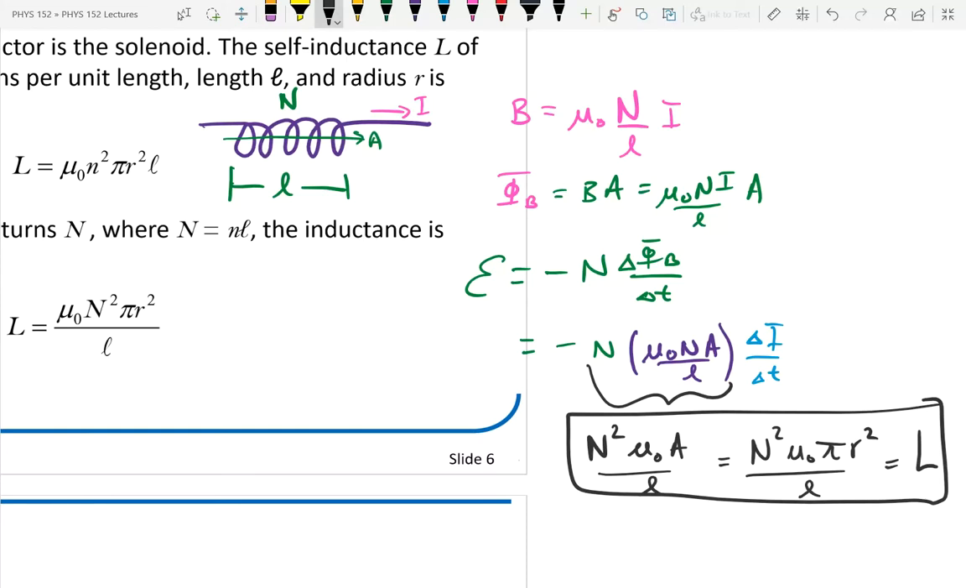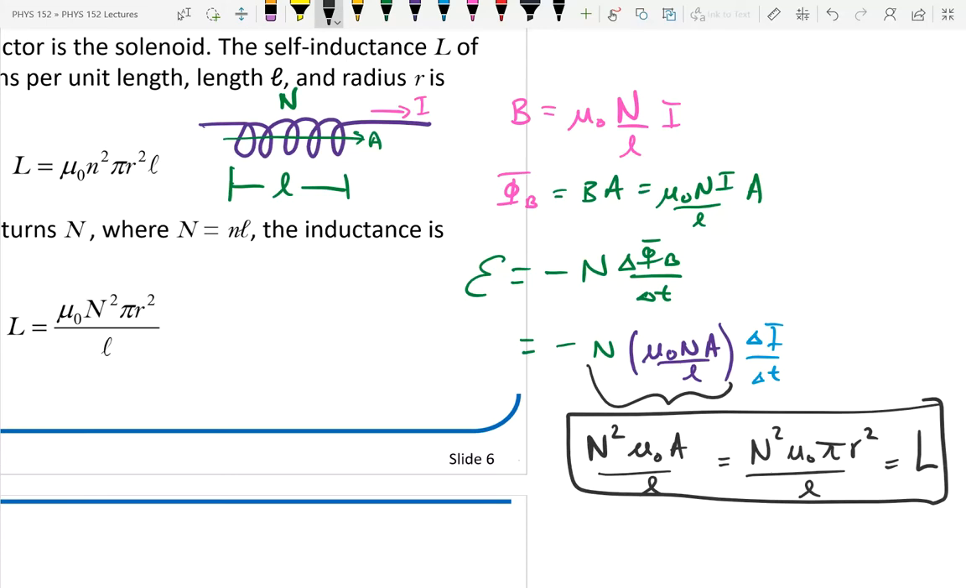What is the mu sub zero again? It's the permeability of free space. It's telling us about how magnetizable vacuum is. Well, if you put something in there like iron, we saw that the iron was like 1,000 times more magnetizable than air. And so if you put iron in there, it's going to increase the inductance incredibly.